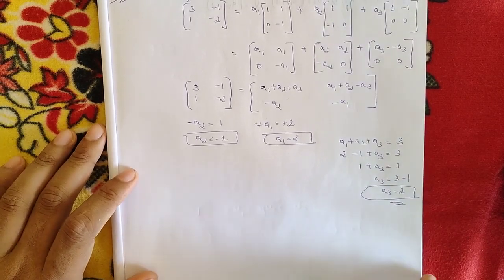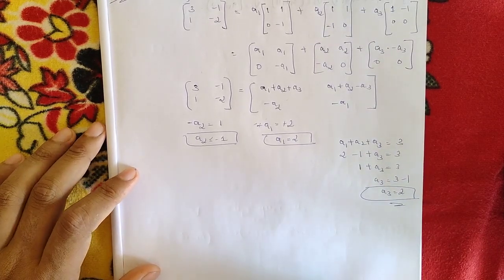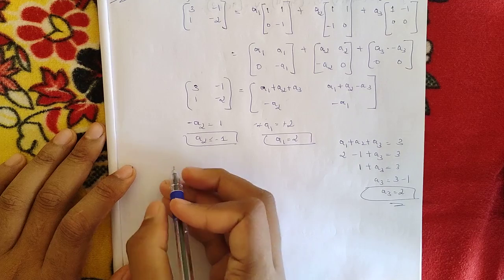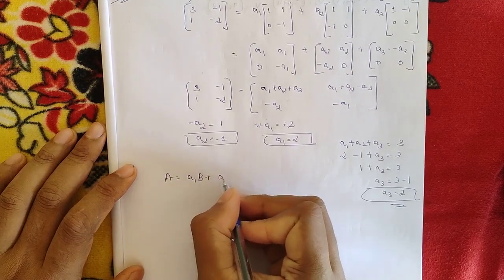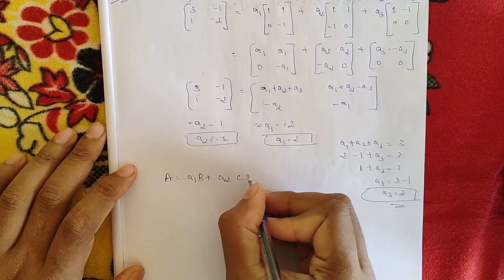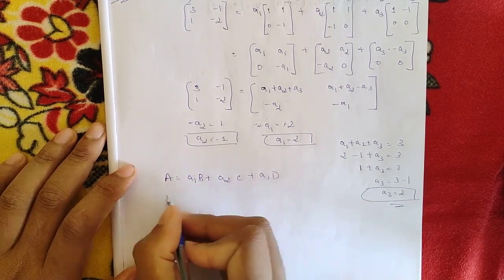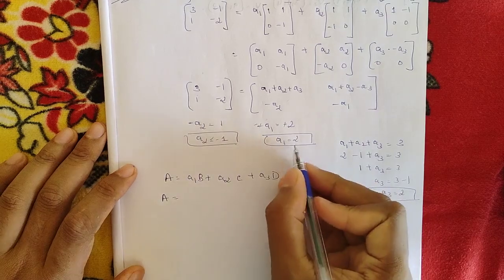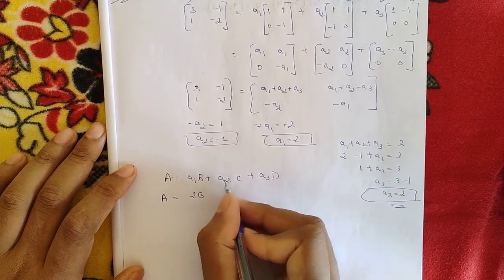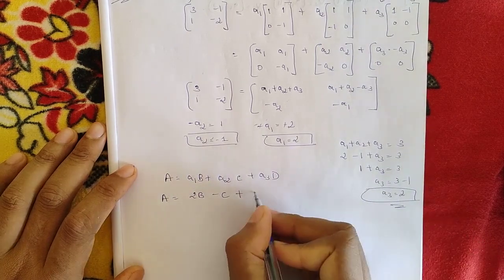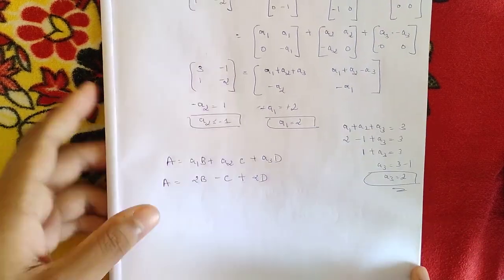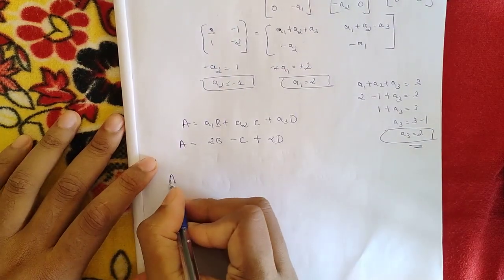Okay, now represent this in the form of A is equal to A1B plus A2C plus A3D, right? So A would be equal to, A1 is now 2B, A2 is minus 1, so minus C, and A3 is 2, so 2D. So it would be represented like this.